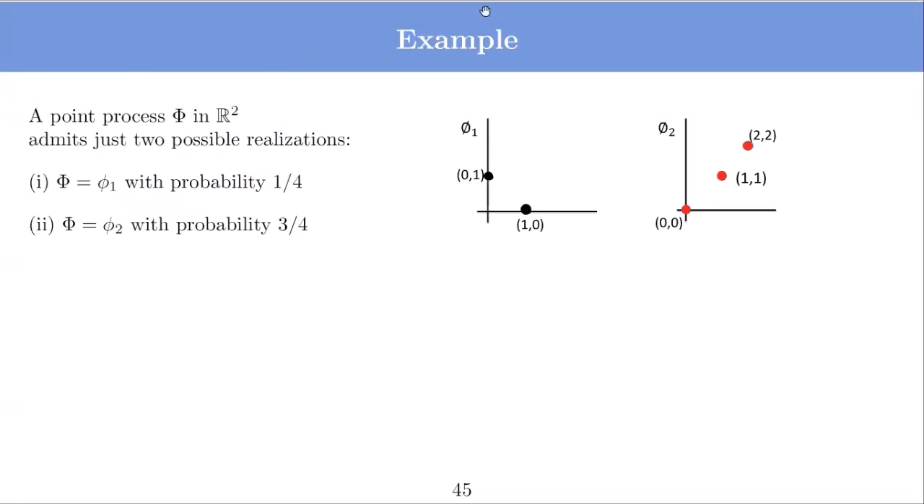So let's take one example. A point process phi in R square admits two possible realizations. One realization phi1 is this one. It consists of 2 points located at (0, 1) and (1, 0). And phi2, another realization, consists of 3 points located at these locations. Now phi takes phi1 with probability 1 by 4 and phi2 with probability 3 by 4. This is a point process because it's a random collection of points. Sometimes you will see 2 points at these locations. Sometimes you will see 3 points at these locations. So depending on each realization, you get a different collection of points.